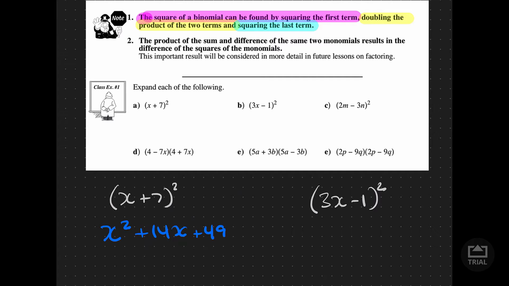So let's take that to the second and third examples that we have here. So number 1 says square 3x. So what is 3x times 3x? It is going to be 9x squared. Then what do I want to do? Multiply these two together. So 3x times negative 1 is negative 3x. And then what am I going to do? Double it, which means multiply it by 2. So negative 3 times 2 is negative 6x. So the middle term in our trinomial that we're creating is going to be negative 6x. And finally, it says take the last term, which is a negative 1, and square it. So negative 1 times negative 1, negative times negative is a positive 1.